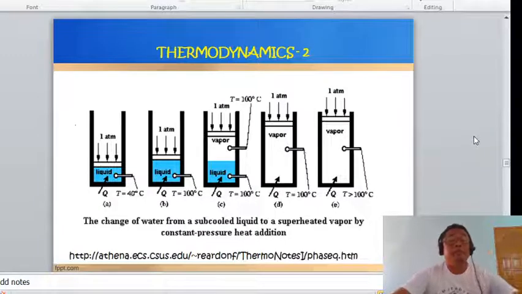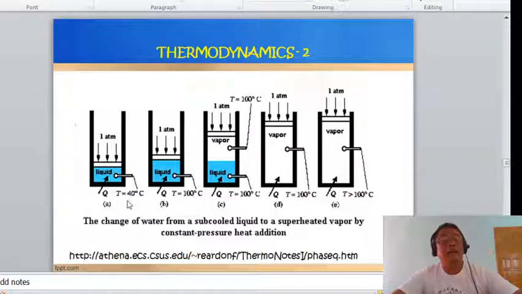So we have here the illustration of the change of water from a subcooled liquid to superheated vapor, class. Take note that in the first illustration, the pressure is 1 atmosphere, and that is liquid. The temperature of the liquid is 40. If you look at the steam table, the liquid here is a subcooled liquid. Another, we have here at 100 degrees, the liquid now expands.